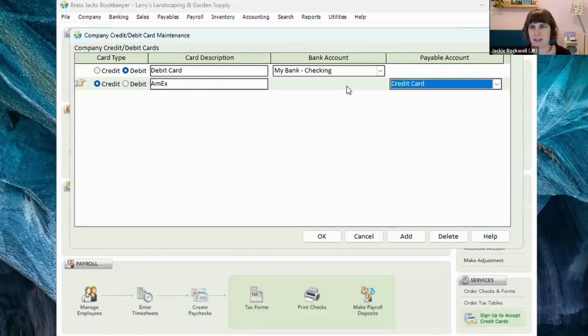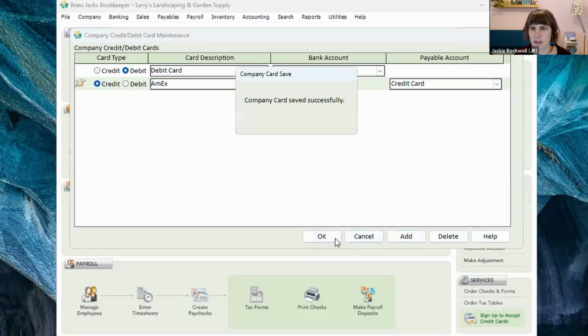So I would have American Express and then a credit card. And then I'll click OK.